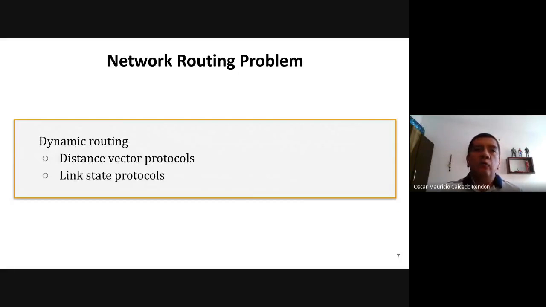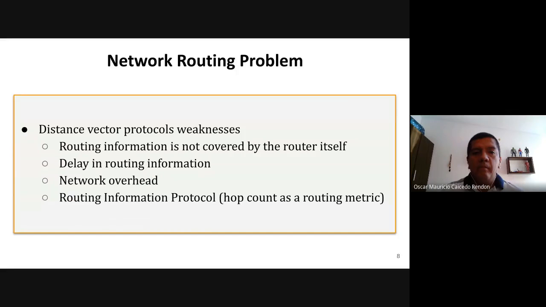For performing dynamic routing, we have two approaches: the distance vector protocols and the link state protocols. Then I'm going to discuss briefly these kinds of protocols in order to understand better the problem that we are going to resolve by using reinforcement learning. The distance vector protocols determine the best route for data packets based on distance. In this case, the distance is the quantity of hops that are needed to reach a destination. That's basically the main idea of the distance vector routing protocols.